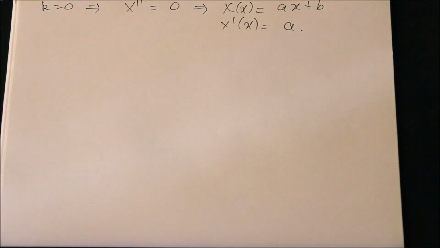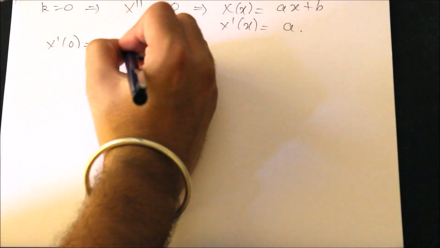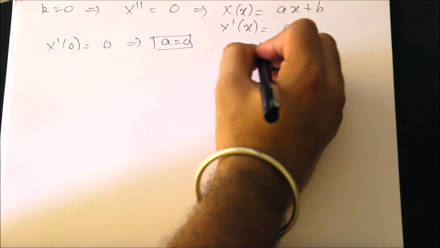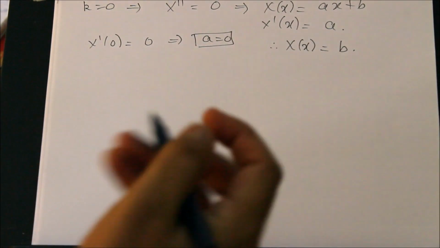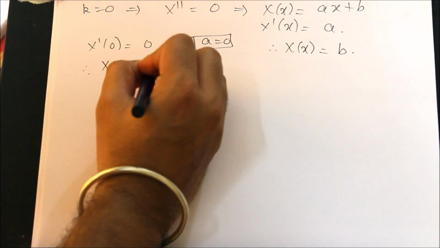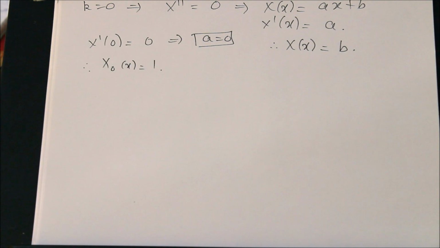Right? And now if you do the same thing, what do I get? What is x dash of 0? It is 0, so this implies a is 0. So therefore what is x of x? It is nothing but b. So let's take b equal to 1 just for simplicity. So what do I get? X naught of x equal to 1. So we get one non-zero solution for the k equal to 0 case.